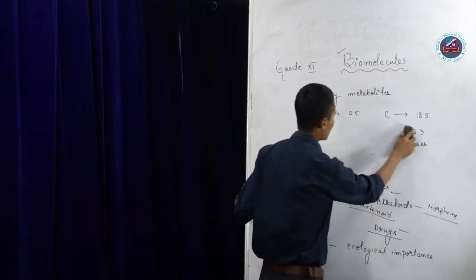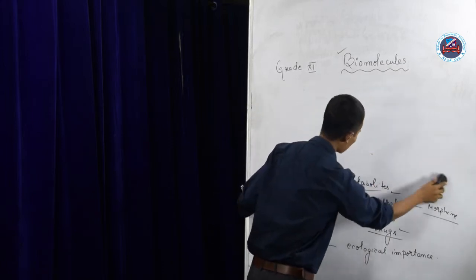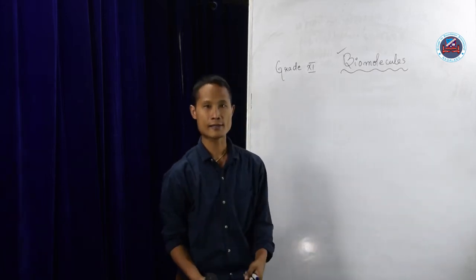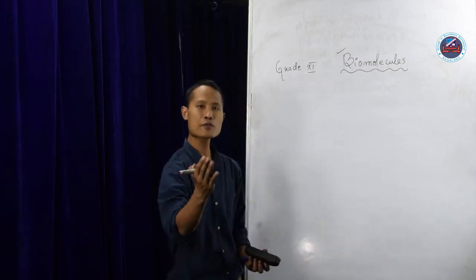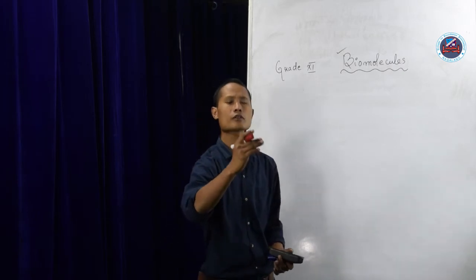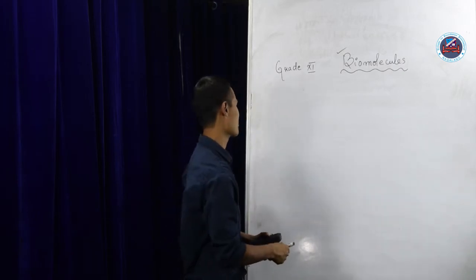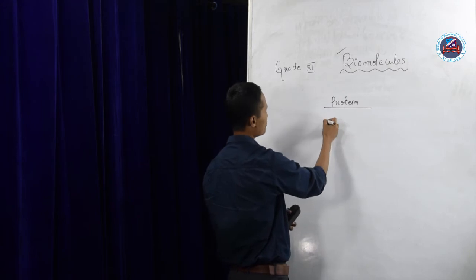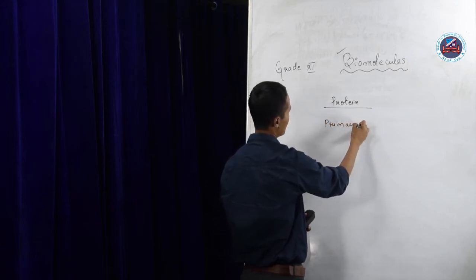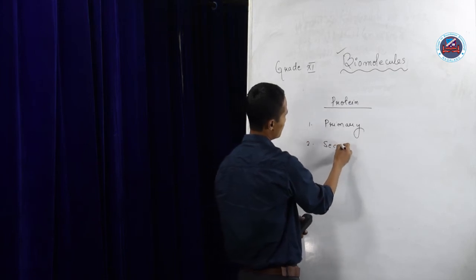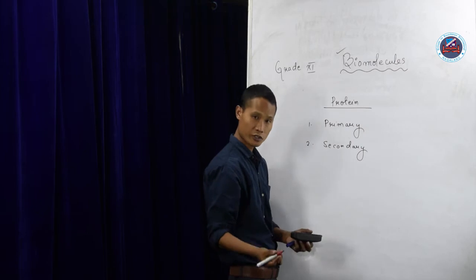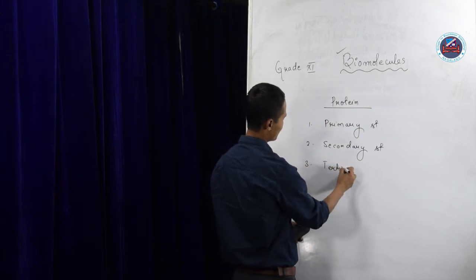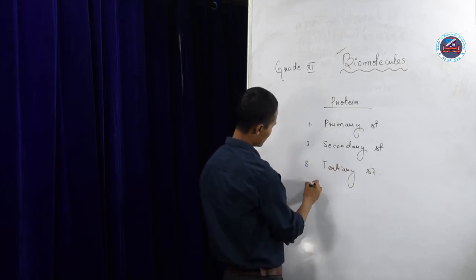Now I would like to discuss your proteins, especially. As I said in the previous class, these are made up of amino acids, but proteins are of different types. We have primary protein, secondary protein, tertiary protein, and quaternary protein. We call them primary structure, secondary structure, tertiary structure, and quaternary structure.